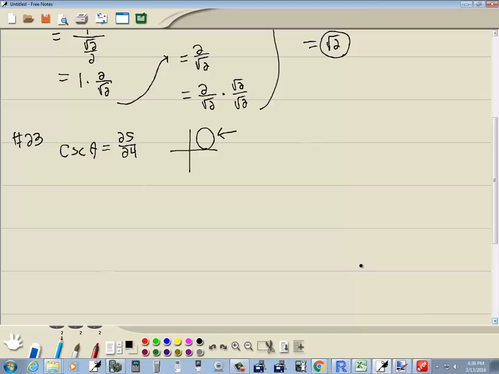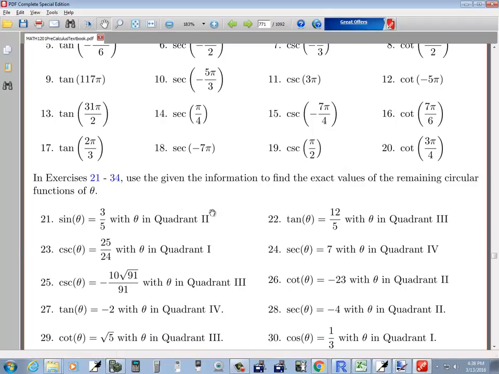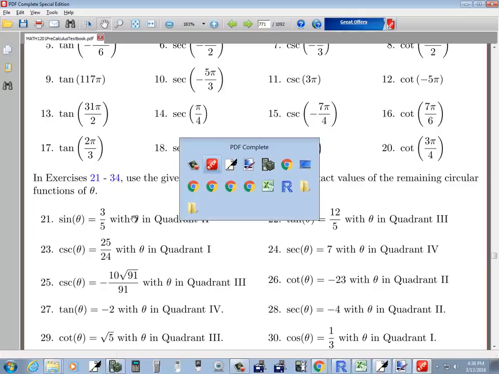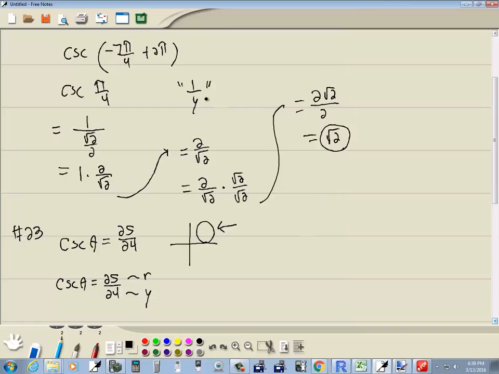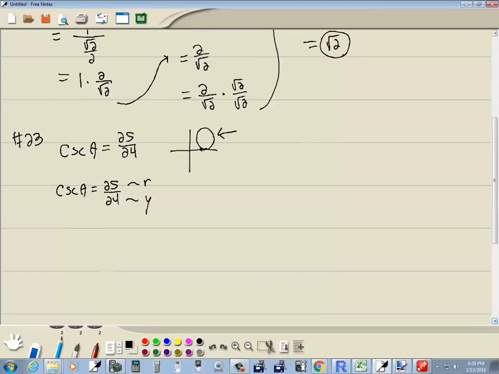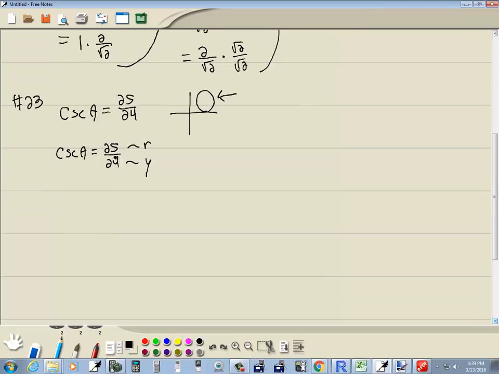Okay. Now let's see what the instructions say. 23. Use the given information to find exact values of remaining circular functions of theta. Okay, cosecant is equal to 25 over 24. And cosecant is r over y. Now, you may get confused on this, and up here we said it's equal to 1 over y. That's because we're specifically looking it up on the unit circle. Down here, we're not looking up on the unit circle, they're just giving us what the value is equal to. So that's r over y.